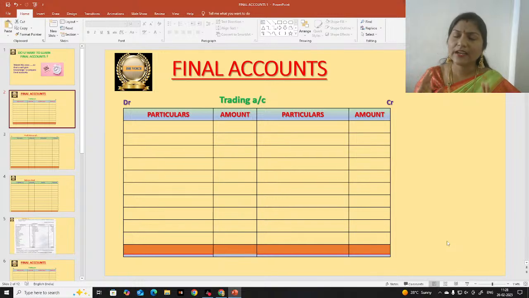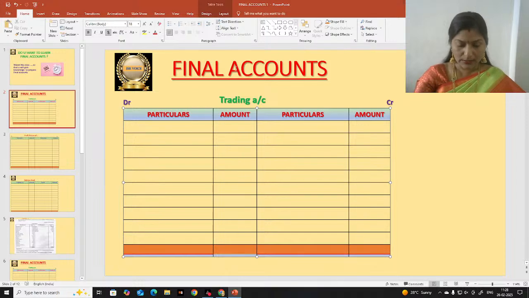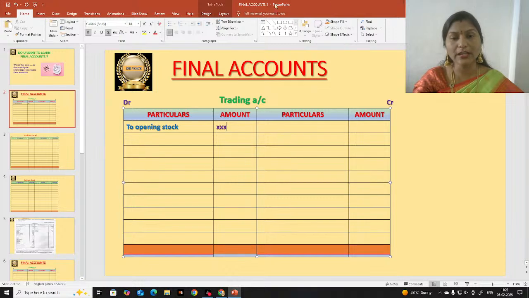So in trading account, always on the debit side the first item is opening stock. So you always write opening stock on the debit side first. Let us write opening stock. I will write opening stock on the debit side, and in the amount column we have to record the amount. Whatever amount is given in the question, that we write on the debit side.